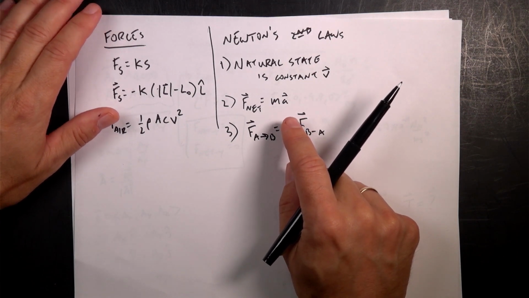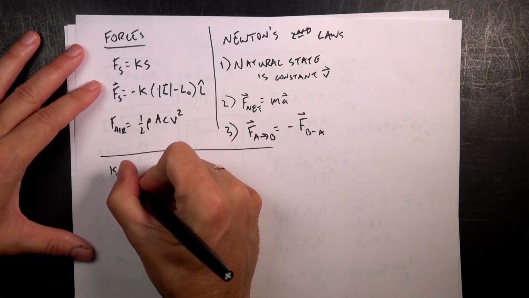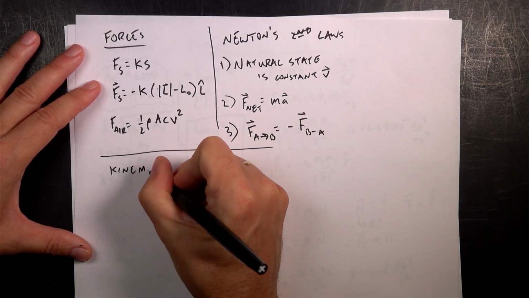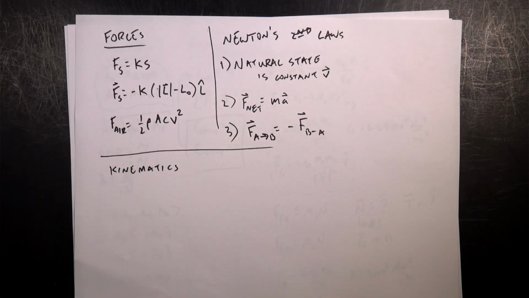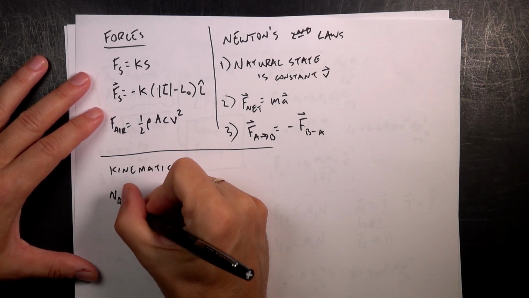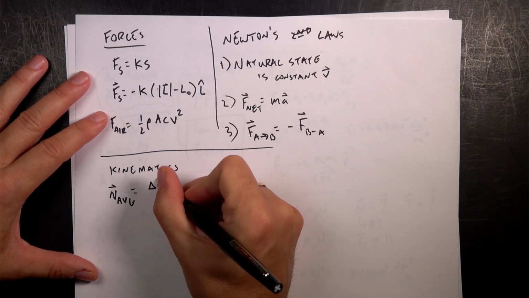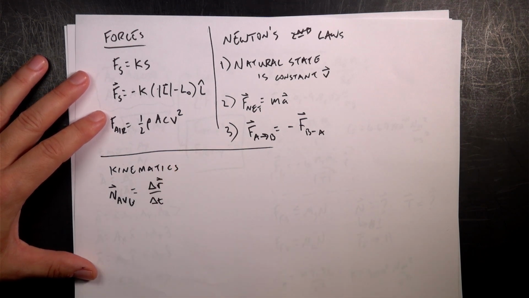What is velocity? Let's talk about that. So first of all, let's go down here. I call it kinematics. And again, remember, I'm making an equation sheet. I'm not going over the whole thing. So we can define the average velocity as the change in vector position with respect to time.